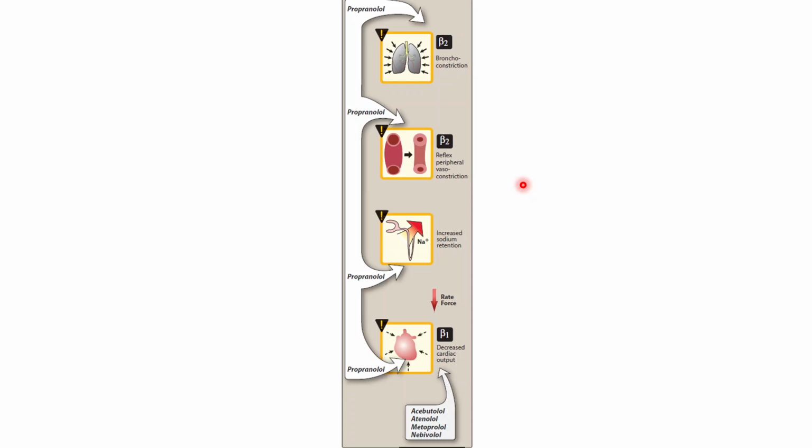Propranolol will decrease the cardiac output, because the sinoatrial and atrioventricular nodes are inhibited, and that results in bradycardia. That is why the dose of the drug should be low.